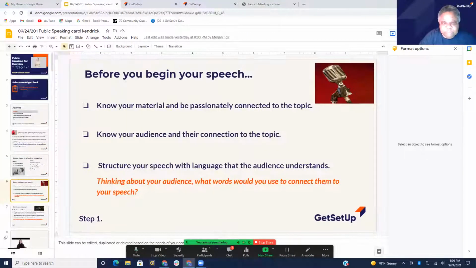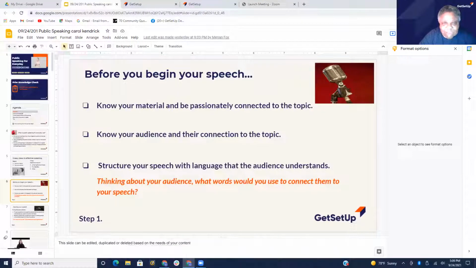Before you begin your speech, know your material and be passionately connected to the topic. Because people can pick up your passion. And in fact, passion can be contagious, where they want to hear more or learn more. So know your material and be passionately connected to the topic. Know your audience and their connection to the topic.